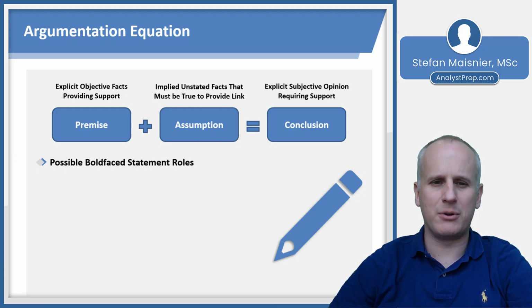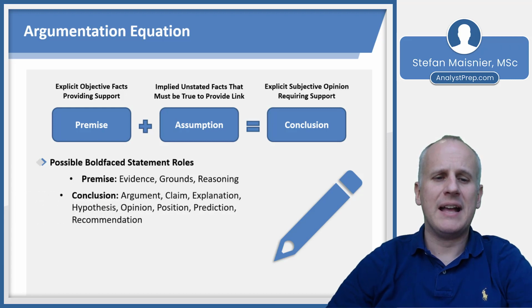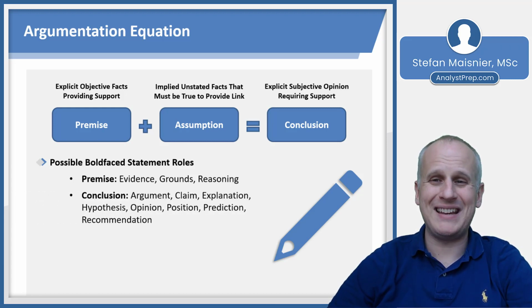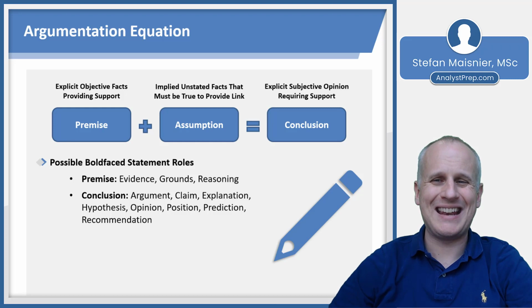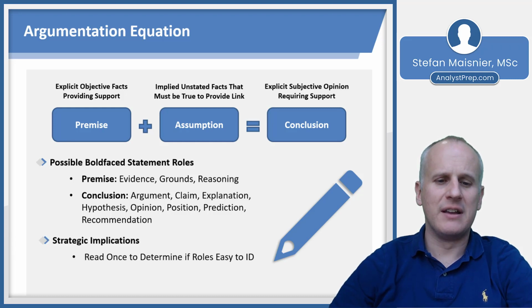Now, your bold-faced statement roles can ultimately only be two of these three items. First, they could be the premise or evidence or grounds or reasoning. Secondly, they can be a conclusion, but they needn't be a conclusion, actually, or argument, claim, or any of the other synonyms that you should hopefully recognize. But ultimately, the big thing to recognize is that your bold-faced roles cannot be explicitly stated assumptions because an assumption must always be implicit.